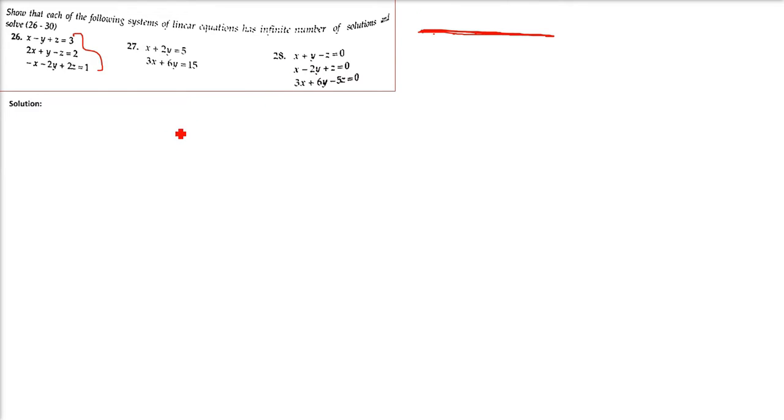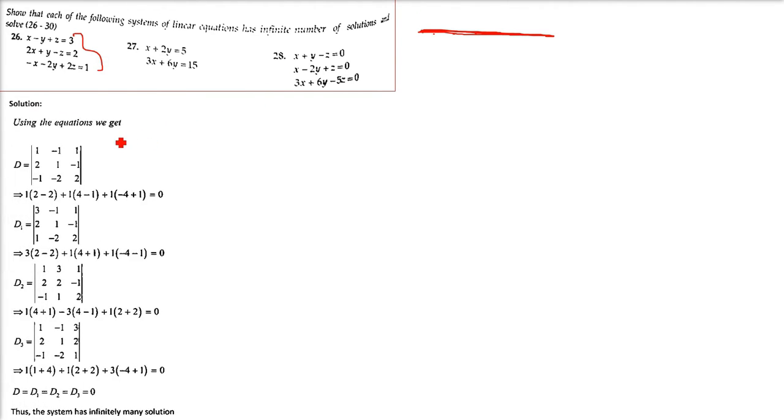So how do we find out? The first thing you have to do is compute the D. Let us do one of them, any of 26, 27, 28. I am taking 26. The rows are 1, 2, minus 1; minus 1, 1, minus 2; and 1, minus 1, 2. This is the D, with entries A1, A2, A3, B1, B2, B3, C1, C2, C3.